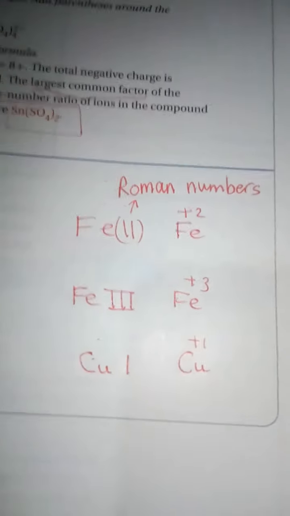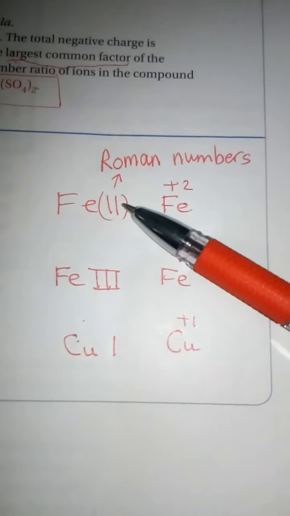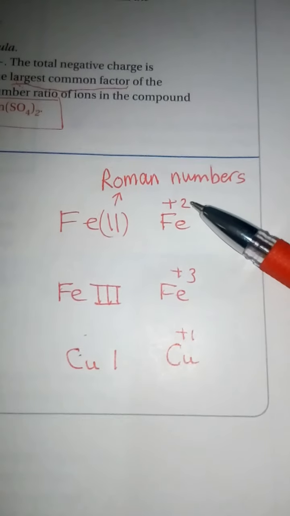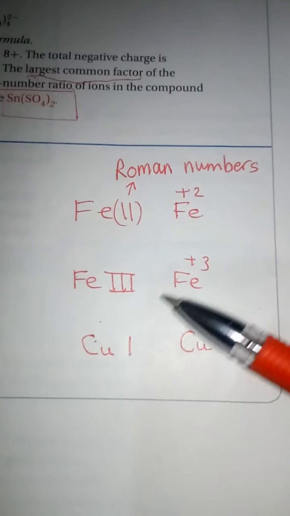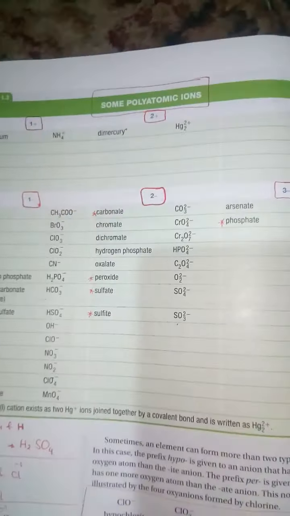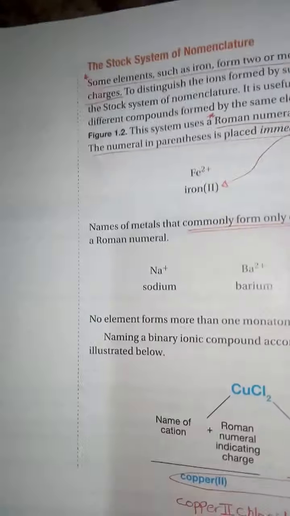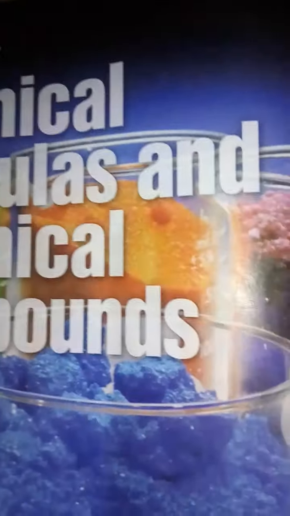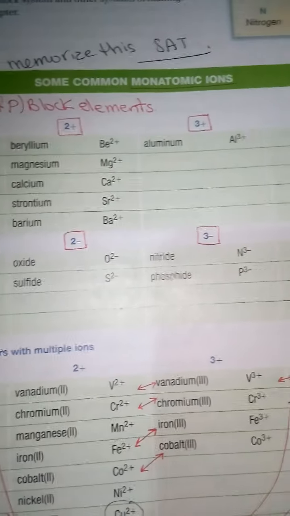I just want you to pay attention here that this is iron(II), so the Roman numeral corresponds to the oxidation number, +3, and that's +1. Okay, and remember, these you have to memorize. Okay, figure 1-3, and figure 1-1 also.